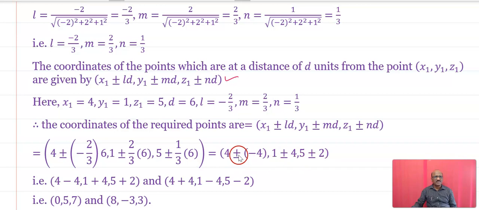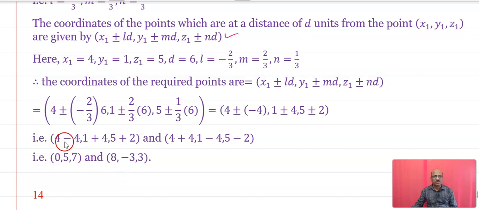First, we take the plus sign, and then in brackets it has a minus sign. Therefore, you will get 4 minus 4, next 1 plus 4, and the last is 5 plus 2. The next point: if we take the minus sign, then 4 minus (-4) becomes plus, that is 4 plus 4, 1 minus 4, and the last is 5 minus 2.